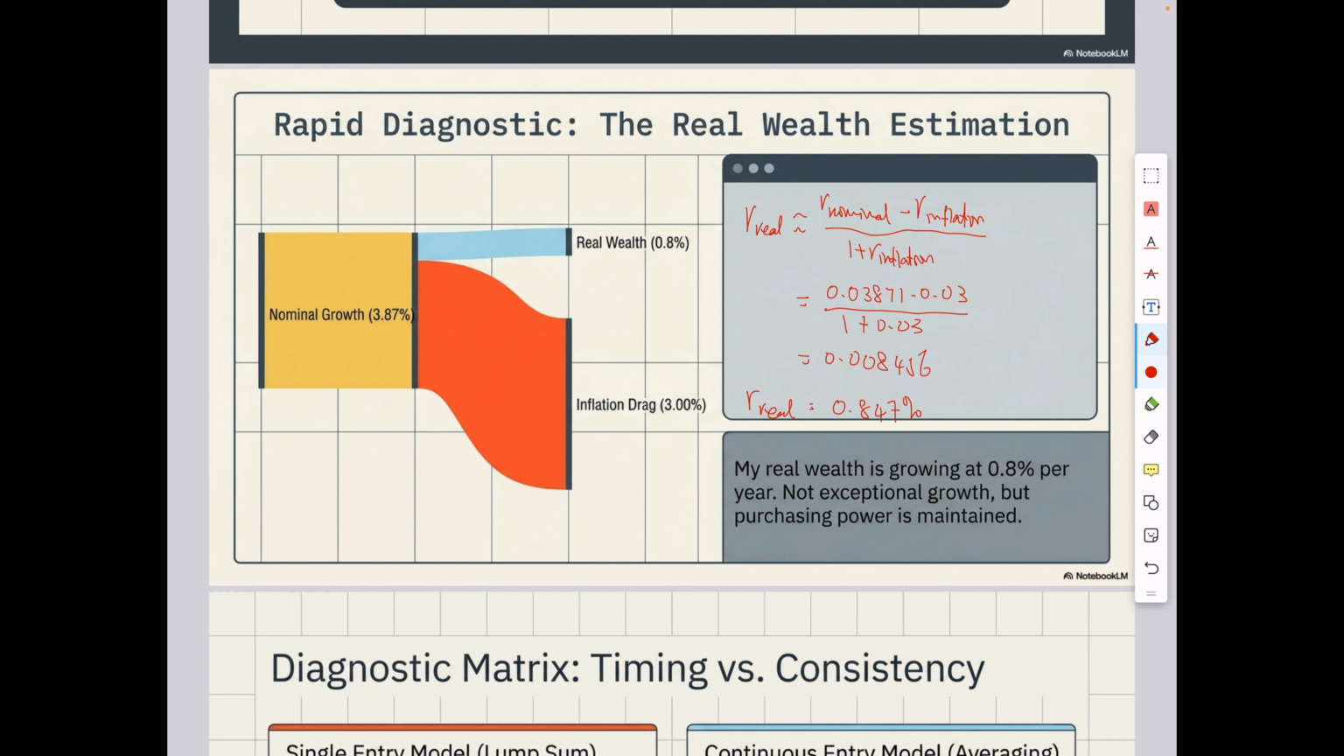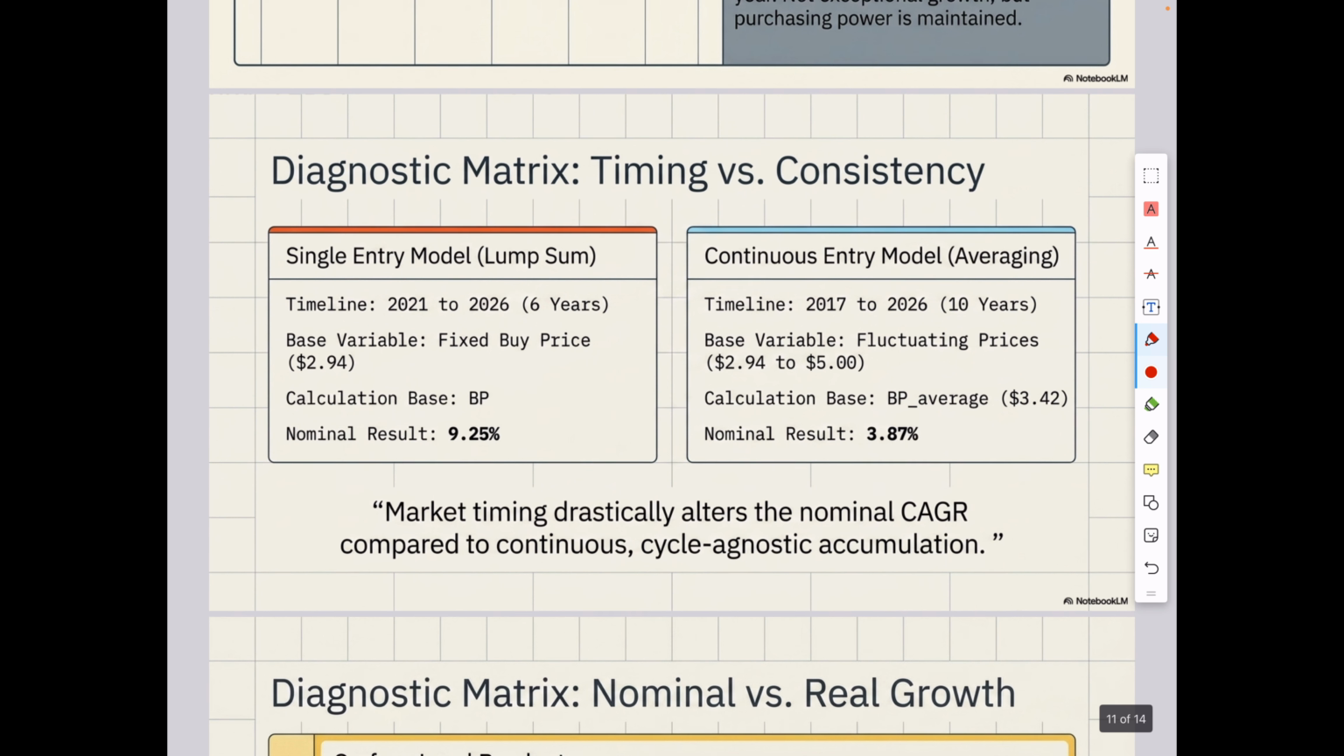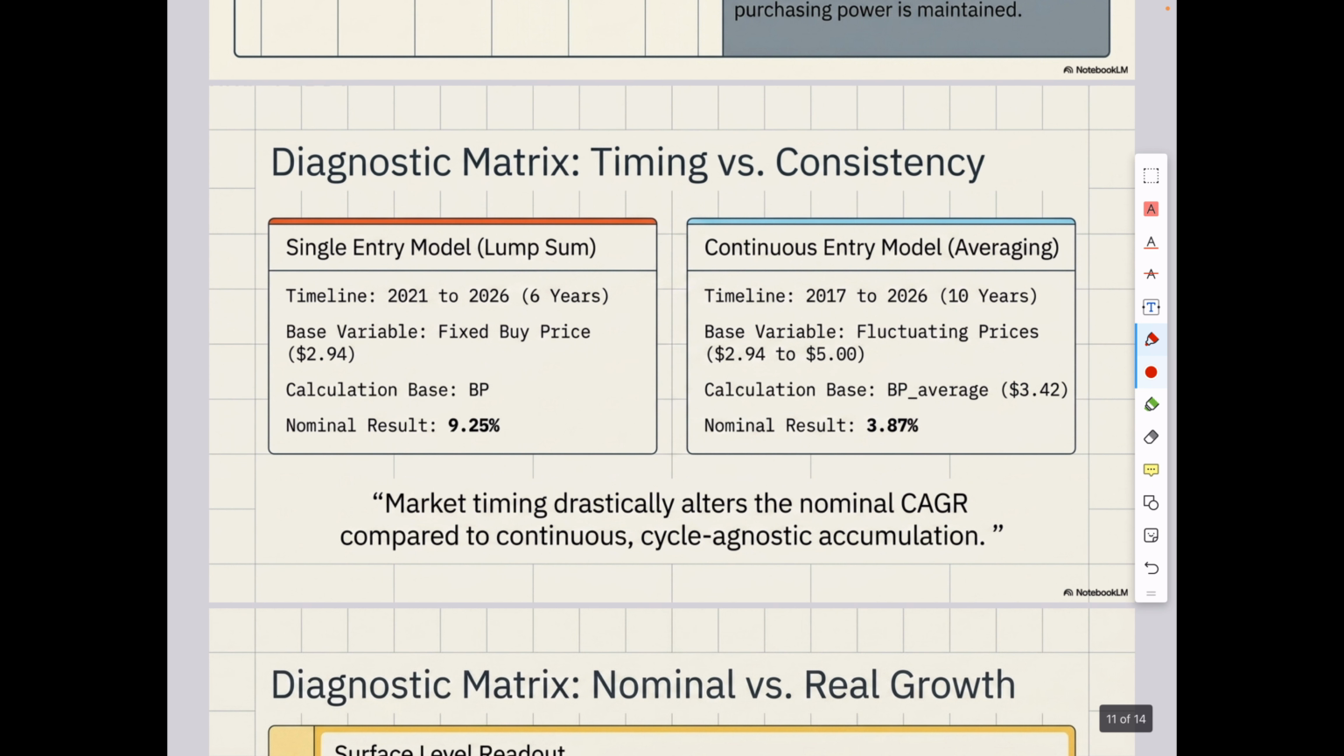right? So let's take a look at this diagnostic matrix of timing versus consistency. If I have a one lump sum single entry model where I put everything in one time in 2021 and I just wait, over 6 years it is a fixed buy price. I did not increase my number of units. I did not increase my money invested. My nominal result is 9.25%.